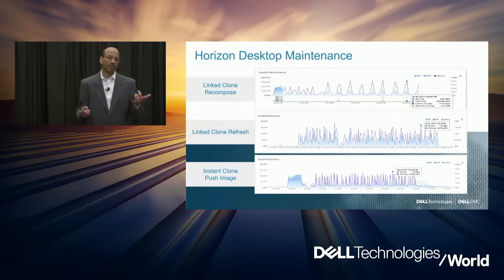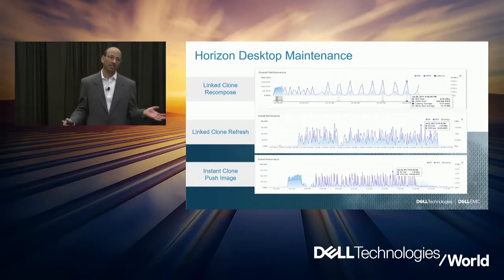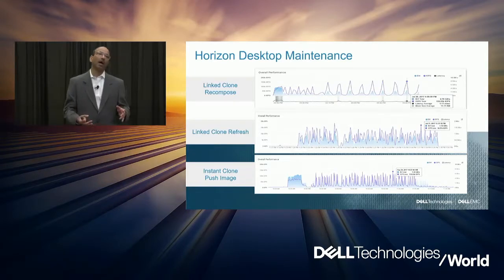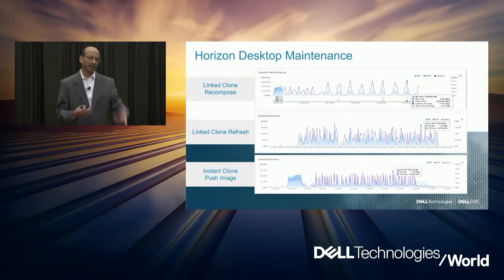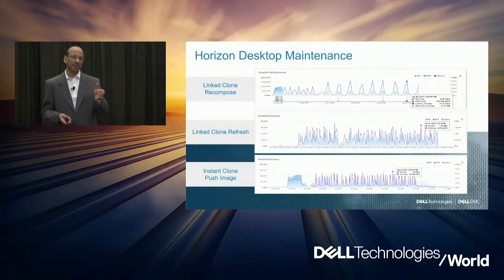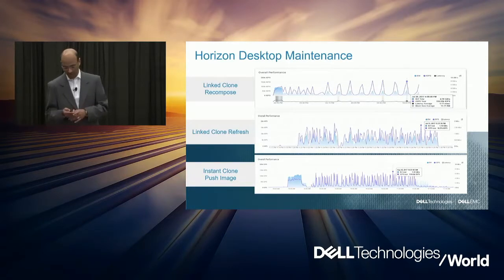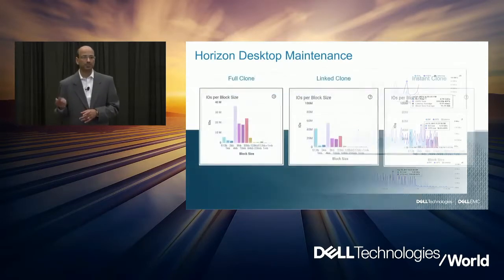On the bottom one, the instant clone push image process is actually a 2-step process, where you first have to get rid of the instant clones, then update the image, and then again copy it to each of the single data stores. So you see at the onset very high throughput usage, and then the throughput falls off. You see the IOPS usage throughout the remainder of the process.